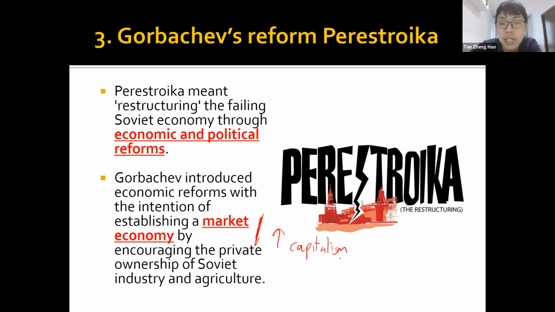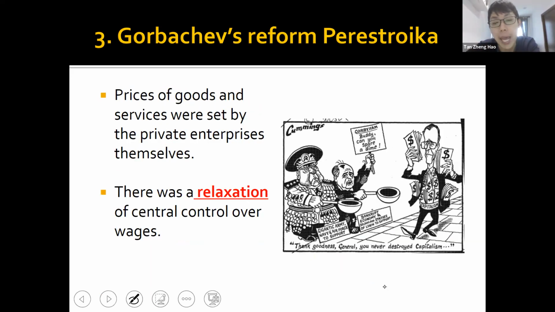People can own businesses, people can get rich, people can own property, become richer than others. Okay, and the whole point is they want to improve efficiency, they want to improve people's motivation. That's the whole idea of introducing capitalism ideas. Okay, so they relax the price of goods, they relax the wages, they allow factory managers to decide how much people should be paid based on how well they are doing their jobs. So it's motivating people to work hard, work smart, okay, produce good quality goods.